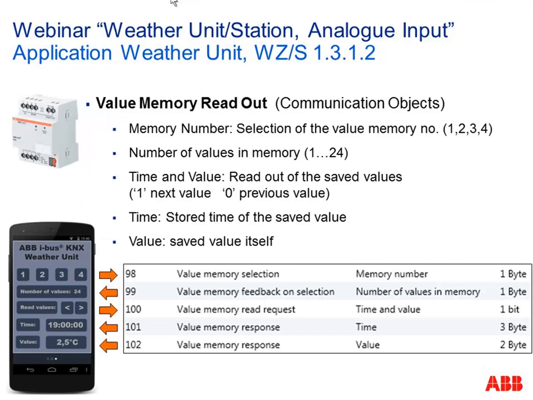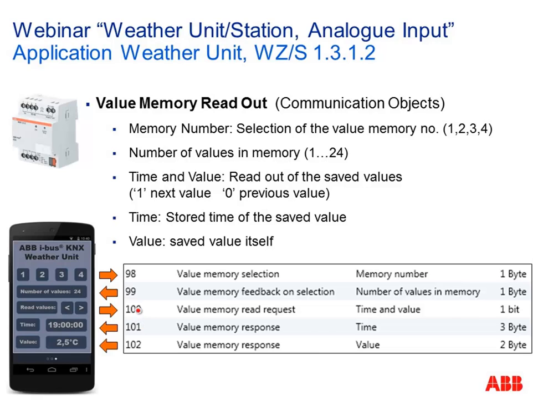And on the next page we try to show you how it works in principle together with 5 communication objects to read out these historical values. So first of all, we have 4 memories. With this first communication object, 1 byte, you select the memory you would like to read out, which is 1, 2, 3, or 4 only. You send any of these values. Then, on another communication object, the number of stored values will be sent back. You see in this case here on our smartphone, 24 values were stored.